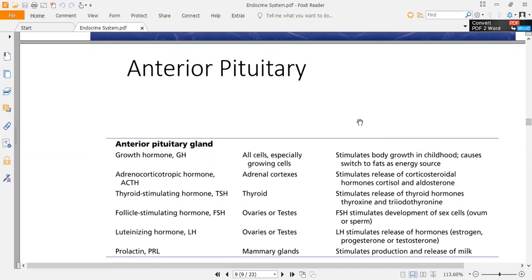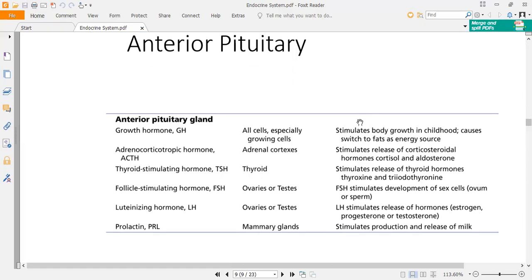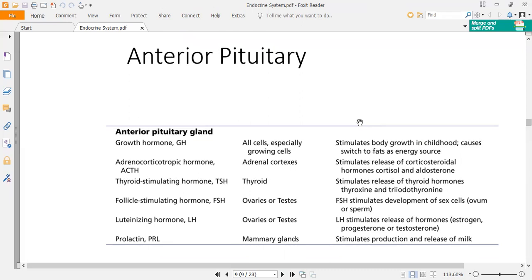We have the growth hormone, which is GH. There's adrenocorticotropic hormone, ACTH. There's also what we call the thyroid stimulating hormone, TSH. There's also the follicle stimulating hormone, FSH. There's also the luteinizing hormone, LH, and there's also prolactin, PRL. I always tell people to say there are about 6 major hormones produced by the anterior pituitary gland, but there are also other small quantities that are produced, which we'll discuss later in detail.